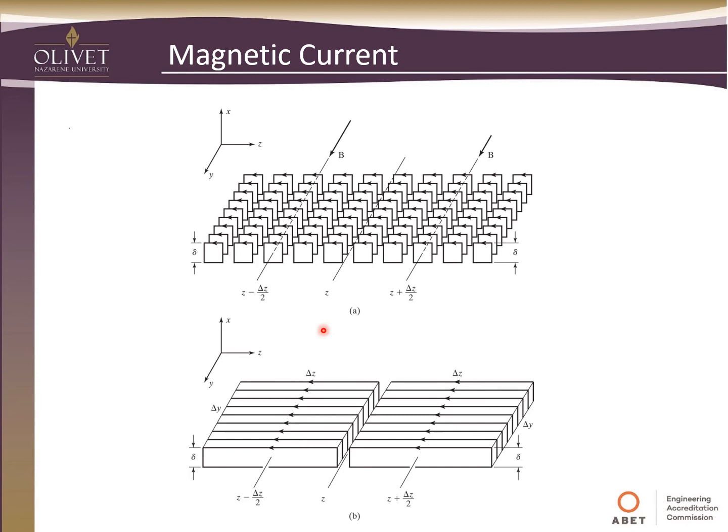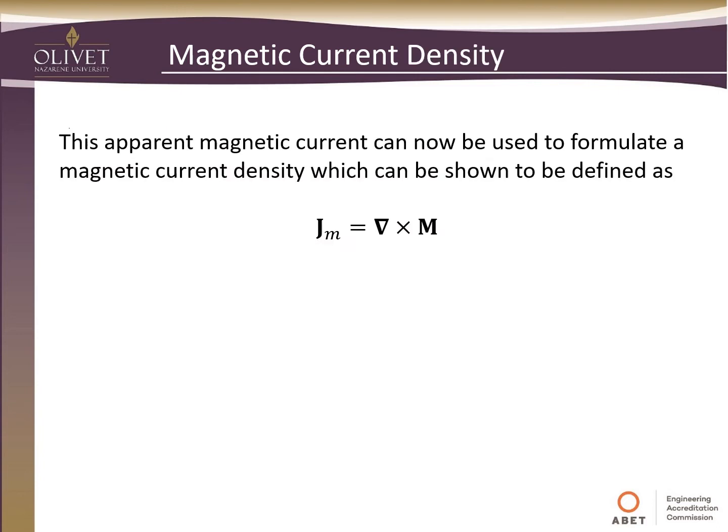So if we look at the diagram here, you see on each molecule they start to line up. As we start to take this delta Z distance here to create this volume, now it starts to look like, if you add all these up, a net current flow. So this apparent magnetic current can now be used to formulate a magnetic current density, which can be shown to be defined as magnetic current density. It's equal to the curl of the magnetic vector, so del crossed M.